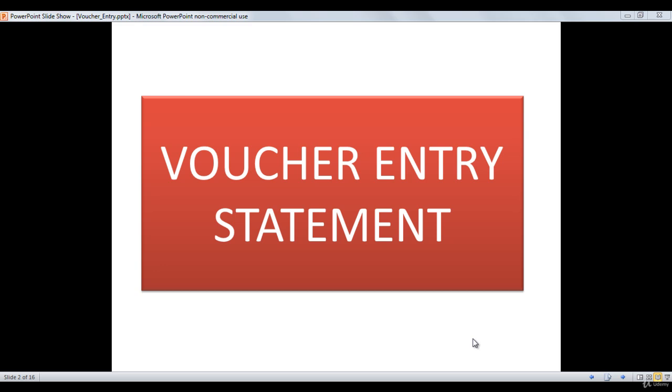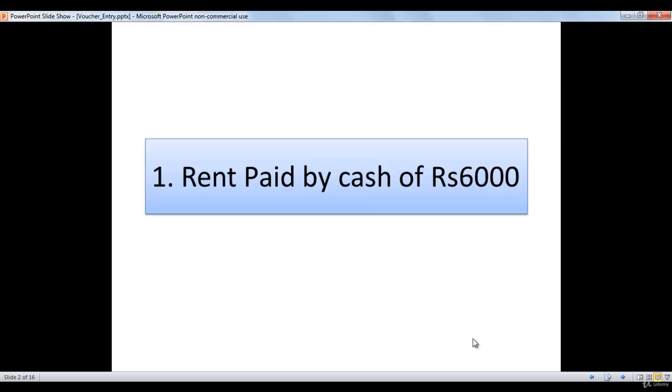So it may seem a bit difficult for the non-commerce background, but just follow me in the examples, that will be easy for you to understand. So let's read out the first statement. The first statement here is rent paid by cash of rupees 6,000. Now do it step by step, so it will not be very difficult for you.